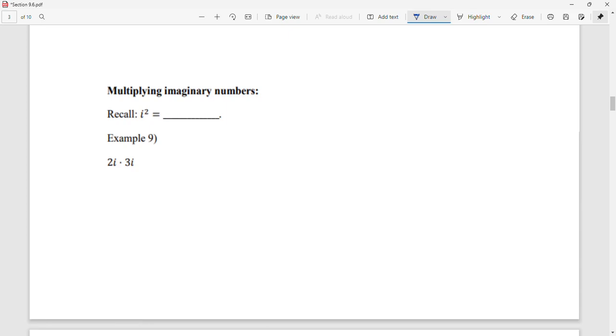Recall, when multiplying imaginary numbers, that i squared is equal to negative 1. So that's something that you should memorize. i squared is equal to negative 1, and the square root of negative 1 is equal to i.